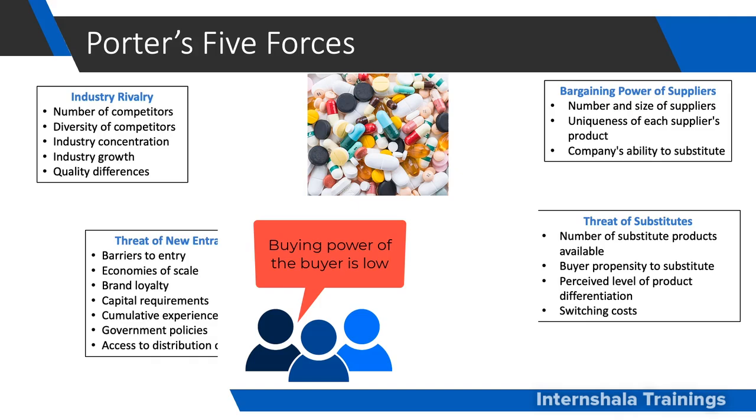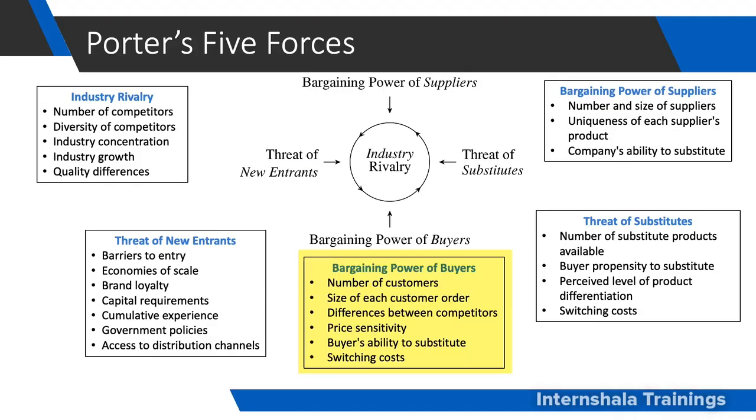A recent example would be the availability of remdesivir, which was a life-saving drug for COVID-19. There was a shortage of the drug in the market and the buyer had little to no bargaining power. There was a requirement of the drug and the buyers were forced to buy it at whatever price at which it was available. And they had little to no alternative available.